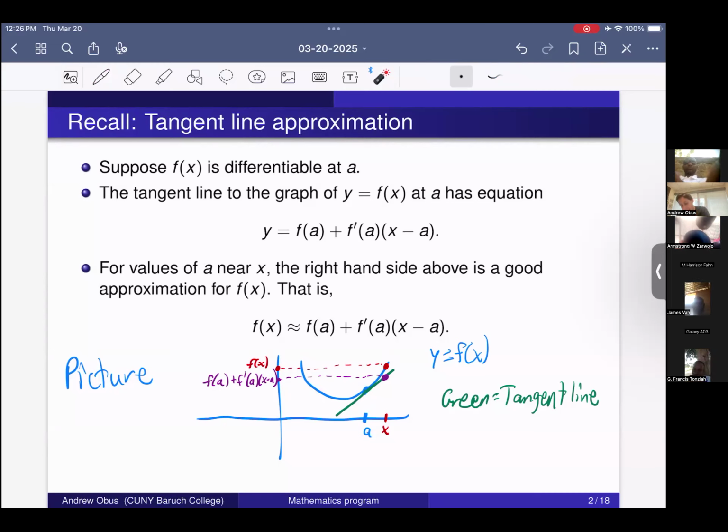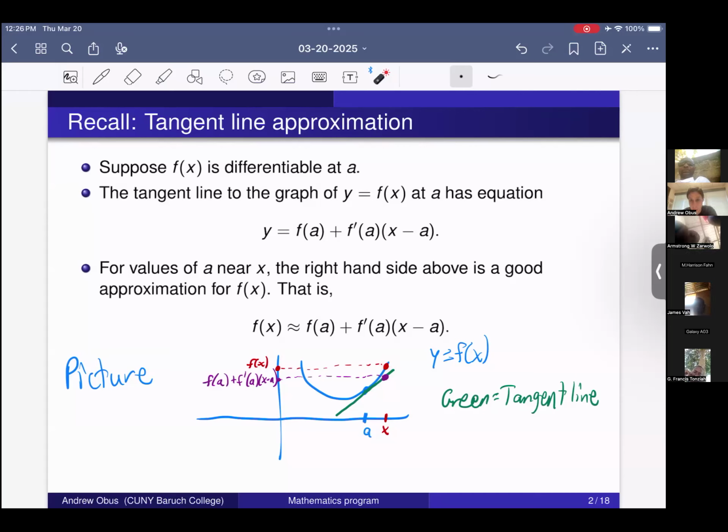So what we're saying is that f of x is not exactly equal to this expression, f of a plus f prime of a times x minus a, but it is a pretty good approximation to this expression. Okay, the purple is the value on the tangent line, and the red is the value on the graph, and they're pretty close to each other.